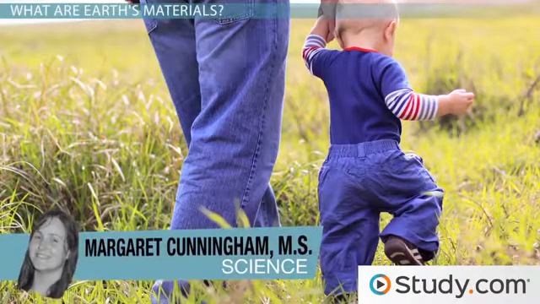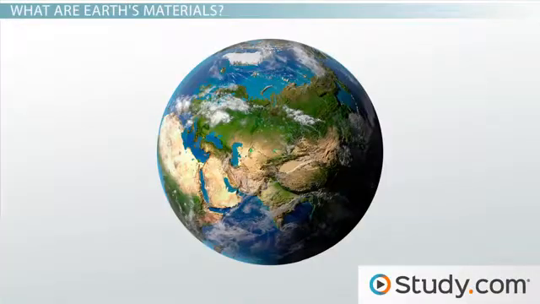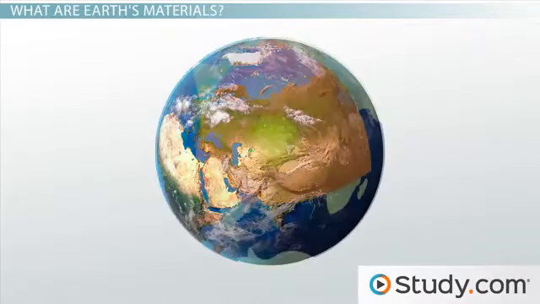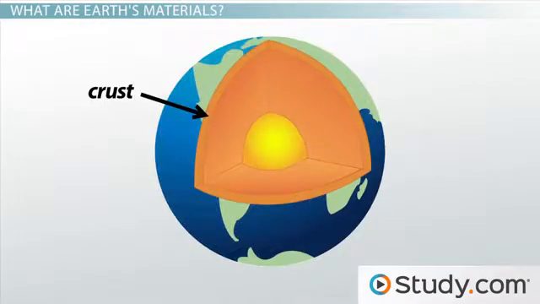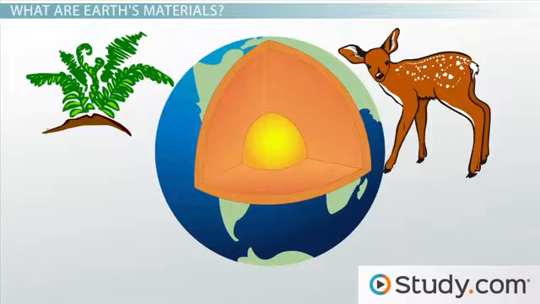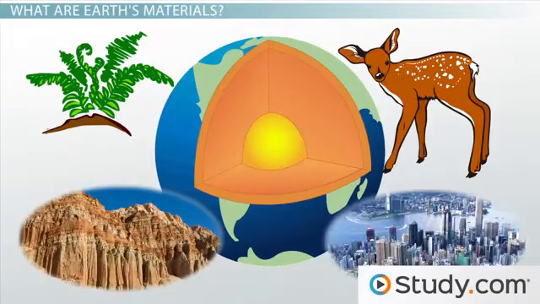The next time you take a walk, think about what you are walking on. What is the Earth made of? The outermost layer of the Earth is known as the crust, and this layer is responsible for the majority of life on Earth. It supports the growth of plants, the survival of animals, the structure of our land, and the development of the human civilization.